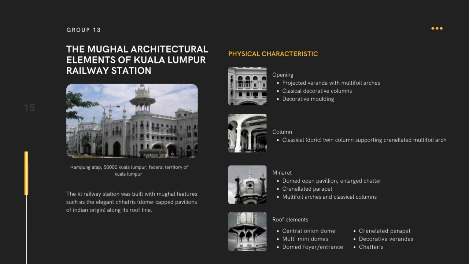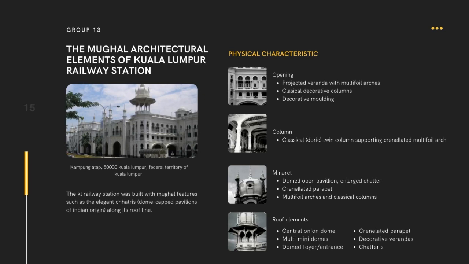Next are the Mughal architectural elements of Kuala Lumpur Railway Station. The KL Railway Station was built with Mughal features such as the elegant chhatris, which are dome-capped pavilions of Indian origin, along its roofline. The physical characteristics of the KL Railway Station.